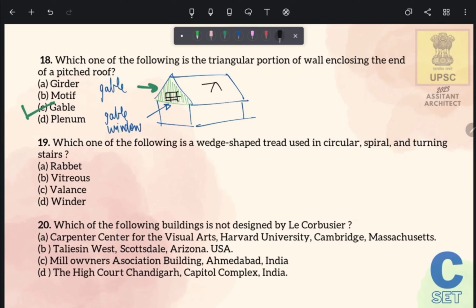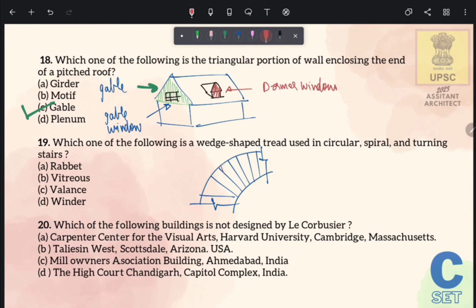In such roof there is another kind of window which is very famous, and these type of windows are known as dormer window. Question number 19 is which one of the following is a wedge shaped tread used in circular, spiral and turning stairs? So friends, in a circular or turning stairs, architects and contractors generally provide a wedge shaped tread. So these are the wedge shaped treads, and these treads are known as winder, which generally has a shape like this. Therefore the correct answer of this question is option number D, winders.